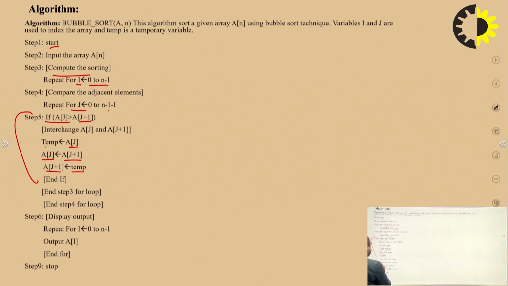So after the end of loop 3 and after the end of loop 4, what are we getting? We will display the output: repeat for i from 0 to n minus 1, output the array[i], end for loop, and we are going to stop the algorithm. So that was our algorithm. Now, the analysis of this algorithm.